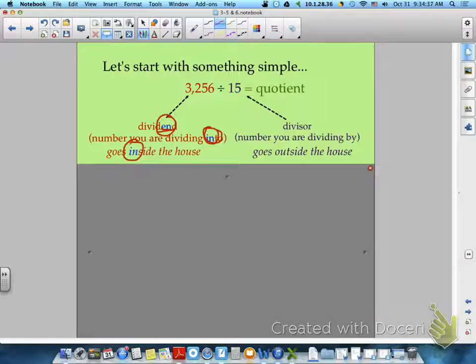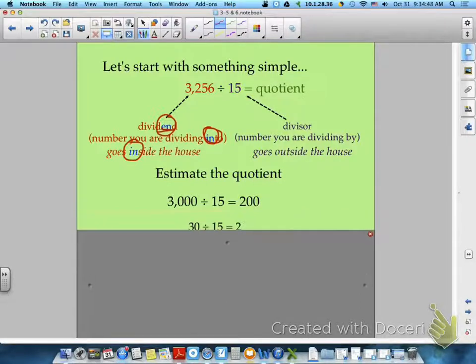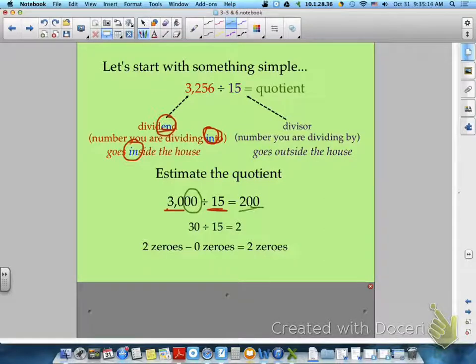So let's estimate here. And Manu said 3,000 divided by 15, and what is that? That should be 200. How do I get that? I'm looking at the 3,000, and I'm looking at the 30. What is 30 divided by 15? 2, correct? Now, what am I left with? 2 zeros here. How many zeros here? No zeros. So 2 zeros minus no zeros will be 2 zeros. So I put the 2 zeros next to the 2.